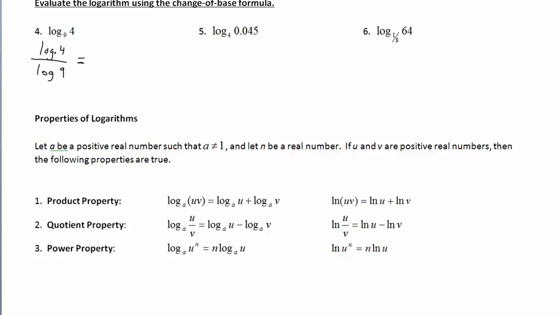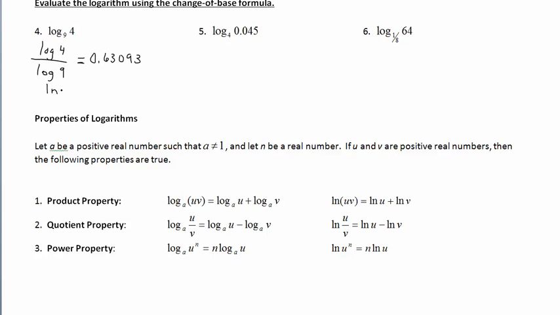All right, so now because I have a log button on my calculator, I can go to my calculator, set up a fraction, alpha y equals, and use log of 4 divided by log of 9. And the result, to 5 decimal places, is 0.63093.